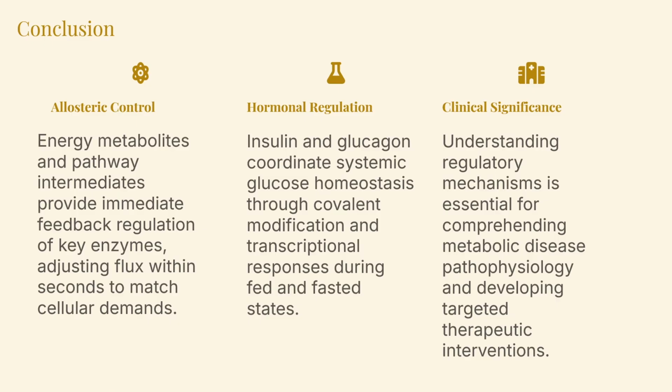The regulation of glycolysis and gluconeogenesis is a finely tuned system that operates at multiple levels to maintain glucose homeostasis in the body. Hormones like insulin and glucagon play central roles by triggering covalent modifications of the enzymes and controlling gene expression, allowing the body to respond appropriately to fed and fasting conditions.